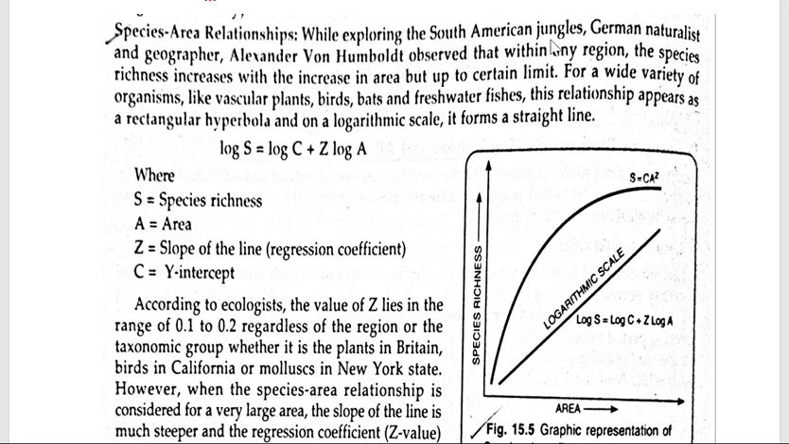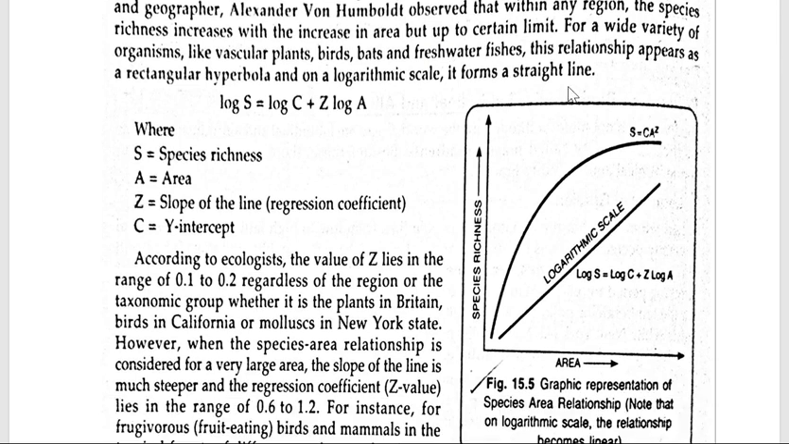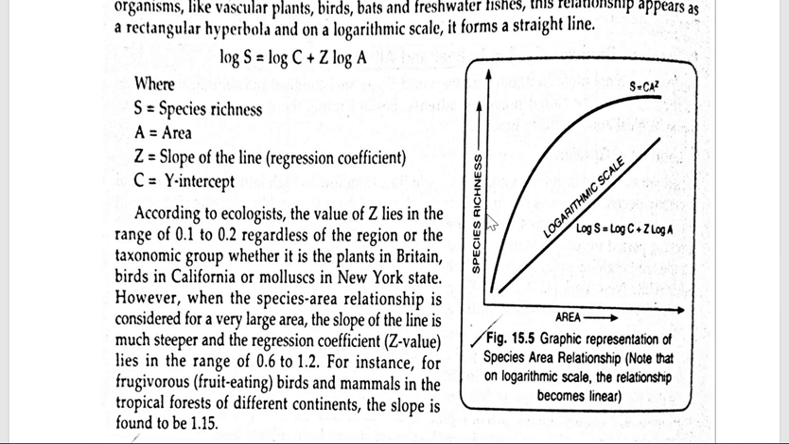While exploring the South American jungles, German naturalist and geographer Alexander von Humboldt observed that within any region, the species richness increases with the increase in area, but up to a certain limit. For a wide variety of organisms like vascular plants, birds, bats, and freshwater fishes, this relationship appears as a rectangular hyperbola, and on a logarithmic scale, it forms a straight line. So this is the graphical representation of the species area relationship.